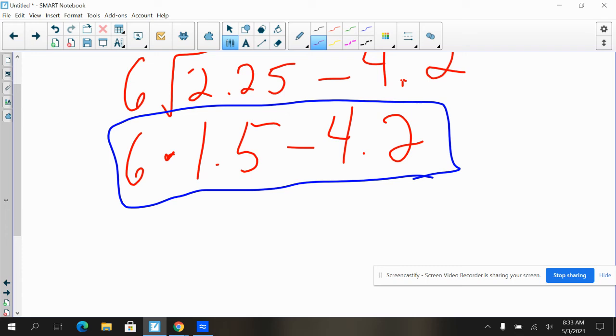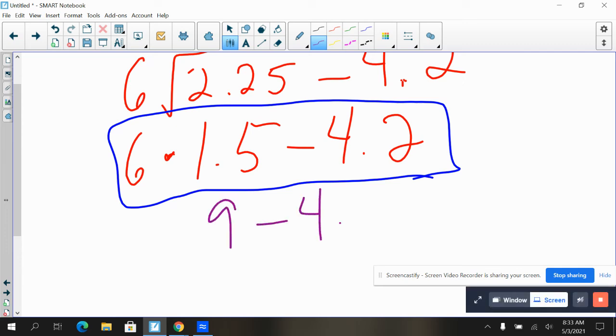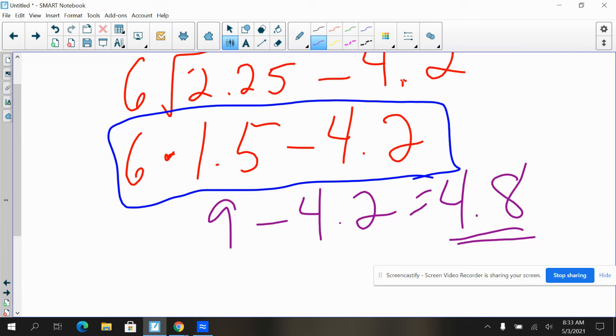So what do we get when we get 6 times 1 5/10? Anybody? Keon? 9 minus 4.5 yields us 4 8/10. Logan, you have a question?